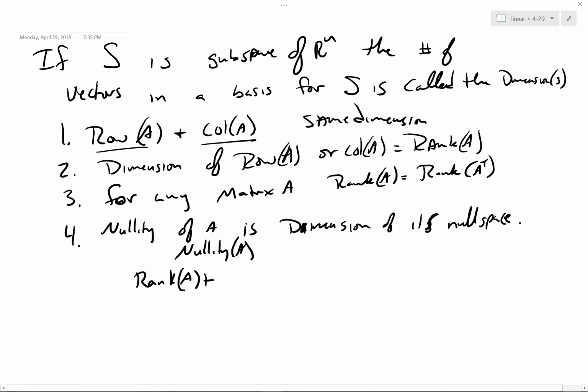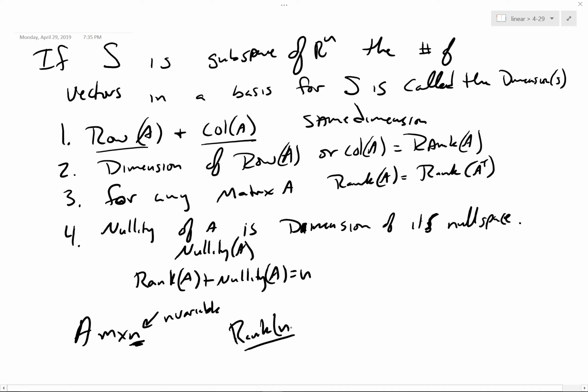The rank of A plus the nullity of A is equal to n. What do I mean by that? If A is an m by n matrix, there are n columns. That means n variables. Well, if you have full rank, the best you can hope for is a rank of n. Is that right? A rank n is the biggest you can ever hope for, right?